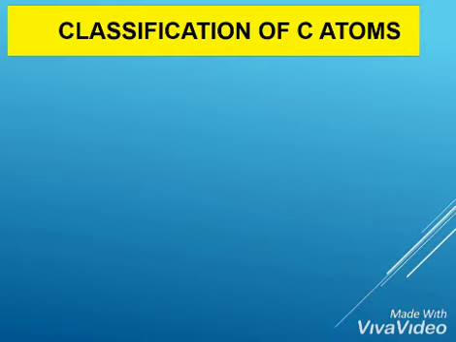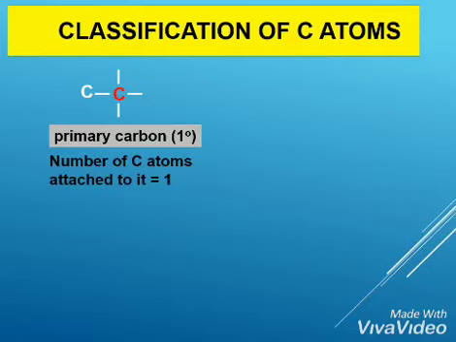Today we are going to discuss how to classify carbon atoms into primary, secondary, tertiary and quaternary carbons. The carbons can be classified based on the number of carbon atoms attached to it. When there is one carbon attached to the red carbon, the red carbon is classified as primary carbon.